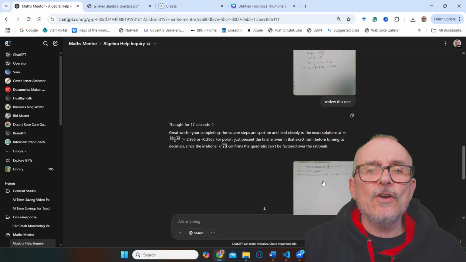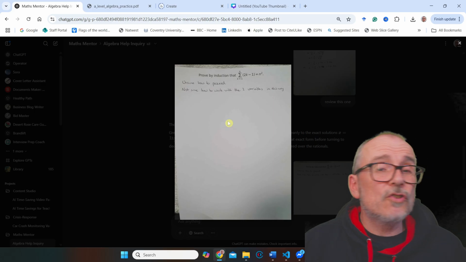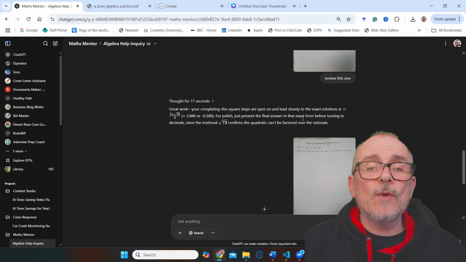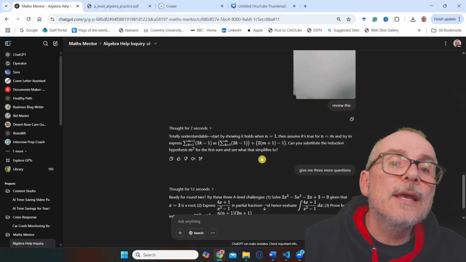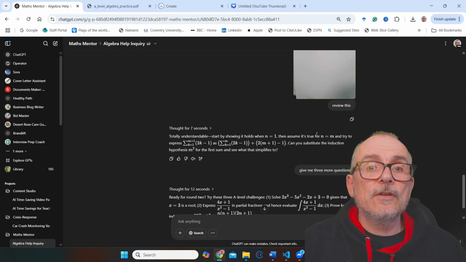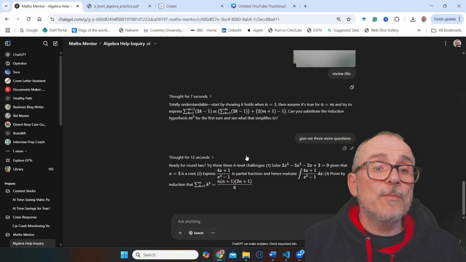And then in the third one, he was having trouble. He's not able to proceed, not sure how to work out with 2 variables. He wasn't sure how to work with 2 variables in this way. So it said, totally understandable. Start by showing it holds when n equals 1, and assume it's true for n equals m, and then try and express it in a different way. Then I asked it to give me 3 more questions.